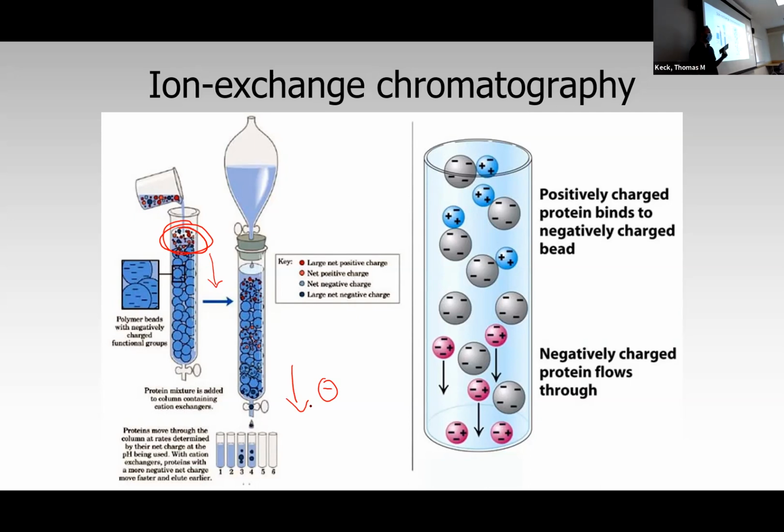Okay, problem. How do you then get your positively charged protein off of the negatively charged beads? You wash it with a salt buffer, so that you increase the salt and then the protein will get knocked off.